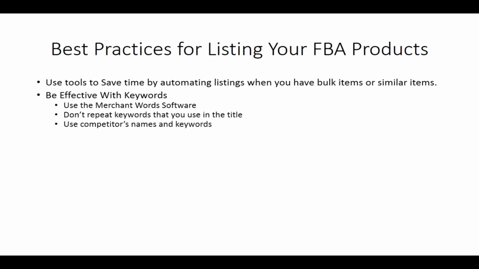Now, some other suggestions that FBA sellers use. You don't want to repeat the keywords that you use in the title in other parts of your description. You want to try to be more descriptive. And again, using the software and making sure that you're most effective with your words. And then when possible, you want to use competitors' names and keywords. And in general, when you start thinking about keywords, you want to start thinking about every combination that a user could be typing in order to find their item.